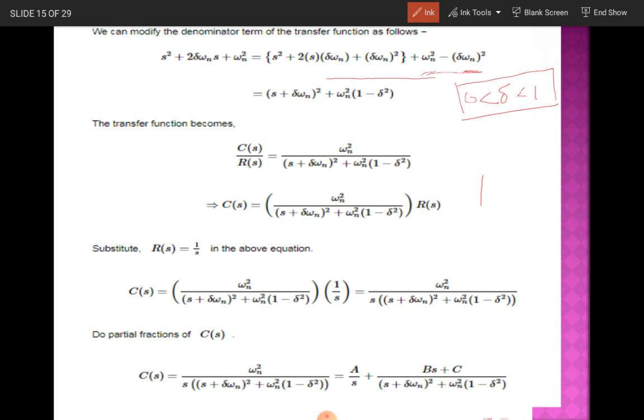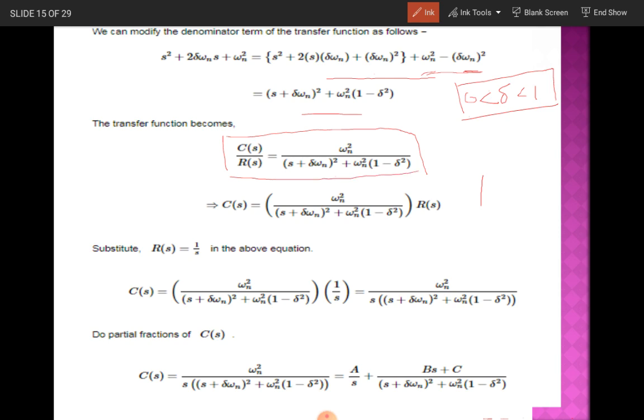Then write this expression in this denominator. So the revised form of the closed loop transfer function for a second order system can be written as C(s)/R(s) = omega_n^2 / ((s + del omega_n)^2 + omega_n^2 (1 - del^2)). So this expression we will be using for deriving the second order system response.